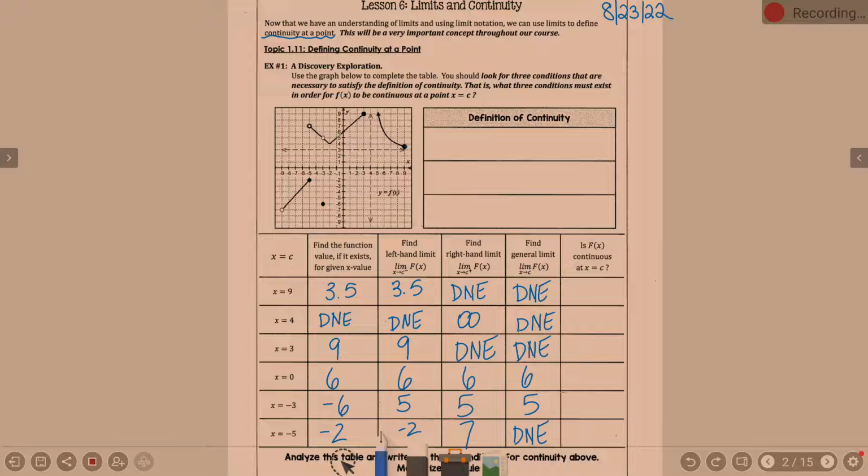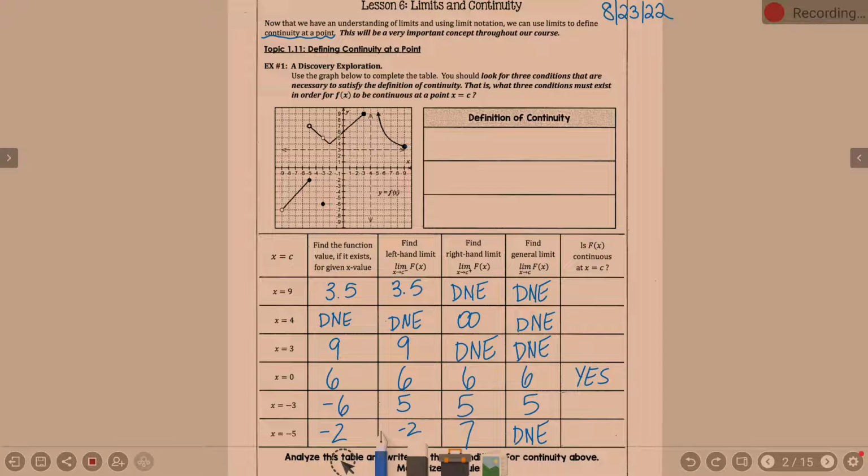Okay, when x equals 0, what did we notice? It's 6, 6, 6, all the way every time, yes? So, at x equals 0, yes, there is continuity at x equals 0. What about most of the rest of these? Now, there's one special case, but most of them are no's, aren't they?